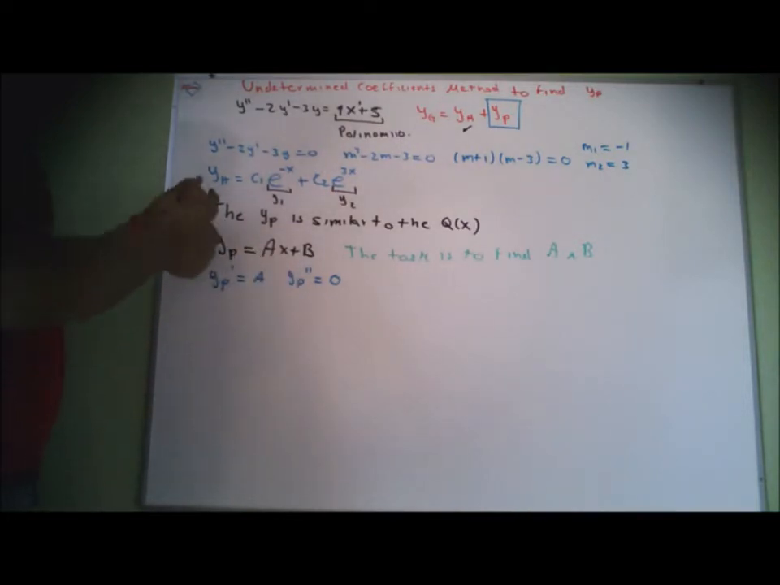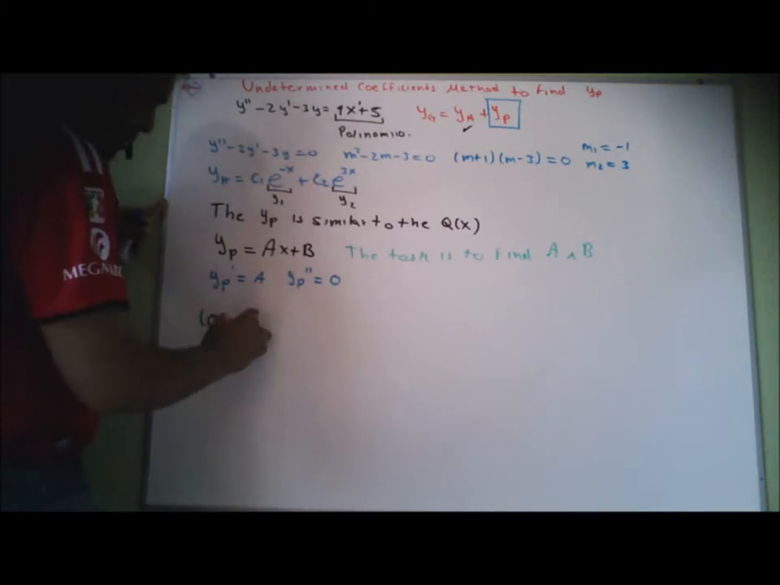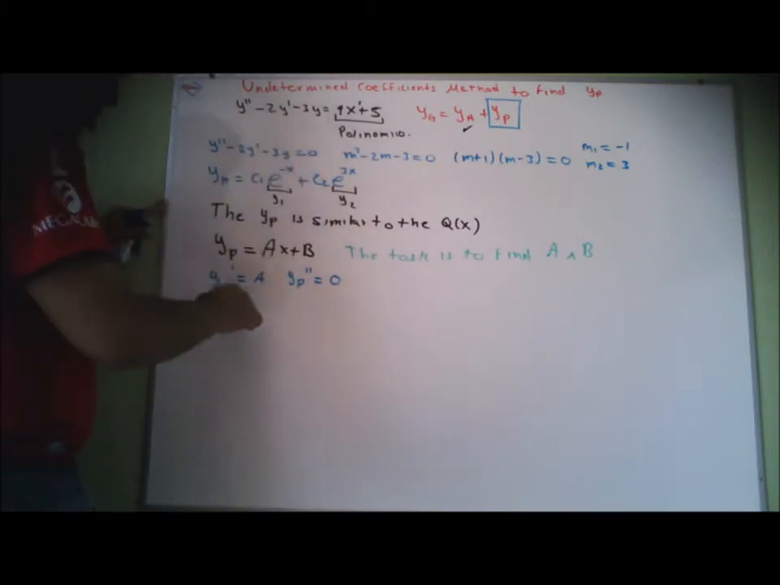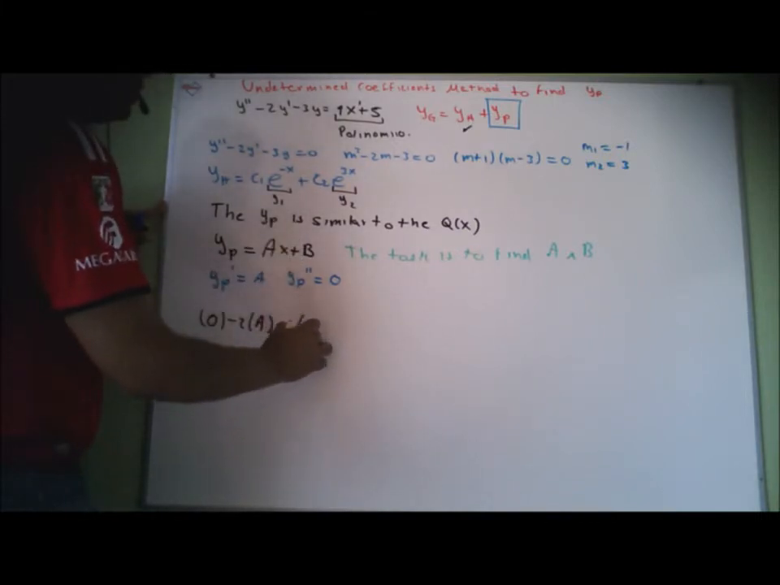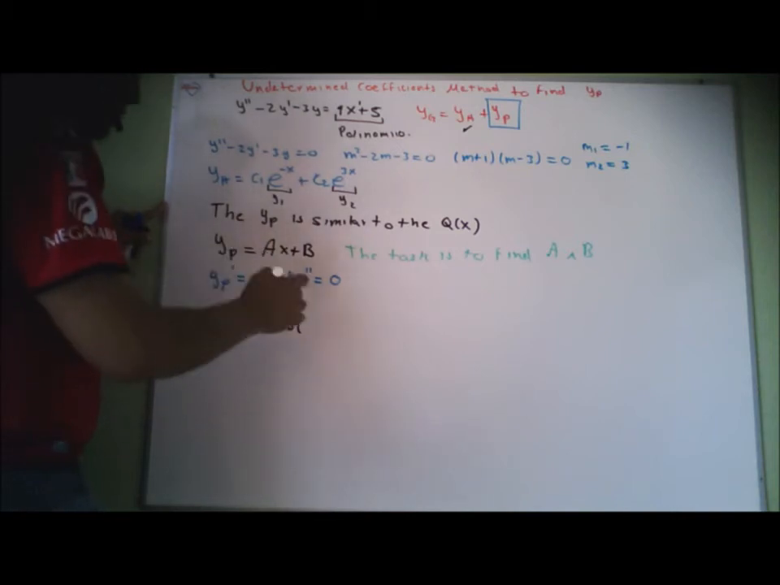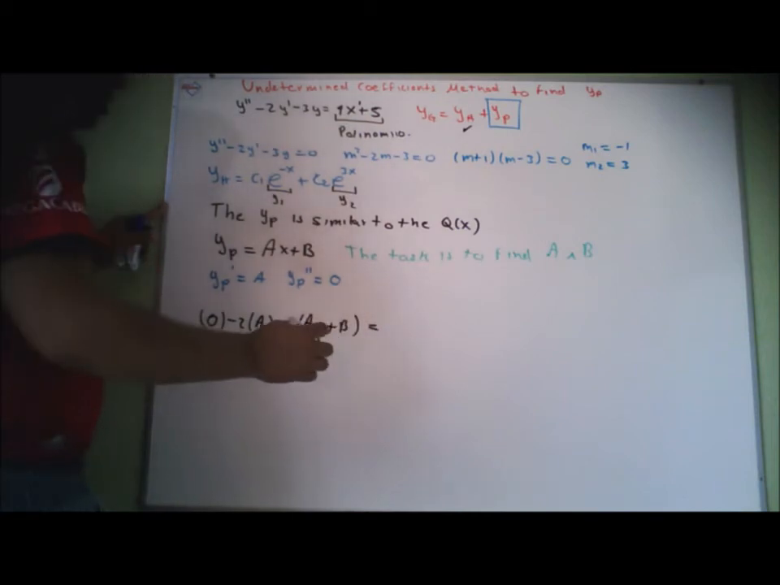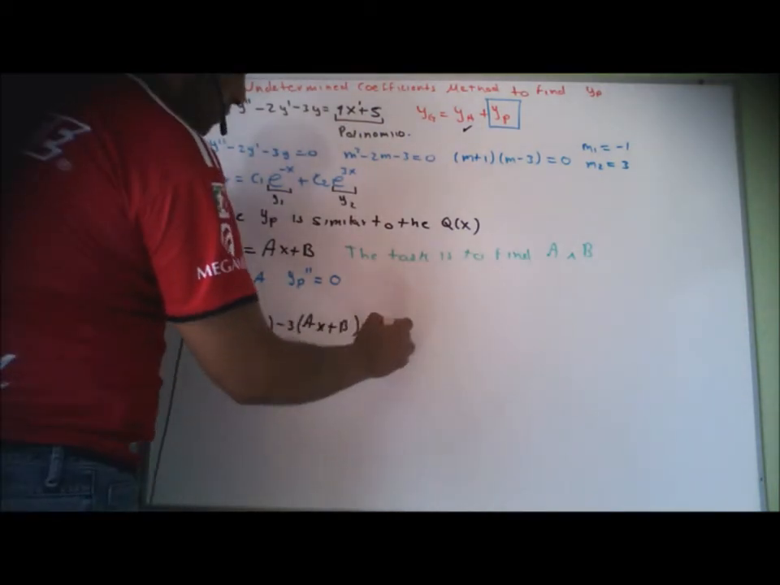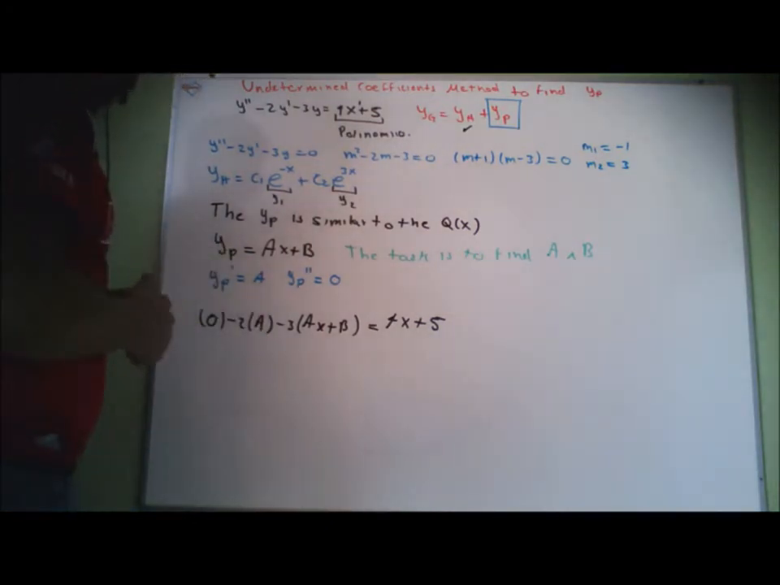So now let's replace in the differential equation. My second derivative is 0, and then minus 2 times my first derivative. My first derivative is just a, and then minus 3 times the proposed particular solution, which is going to be ax plus b. This is supposed to be equal to 4x plus 5. Okay, so don't miss what we have done here.